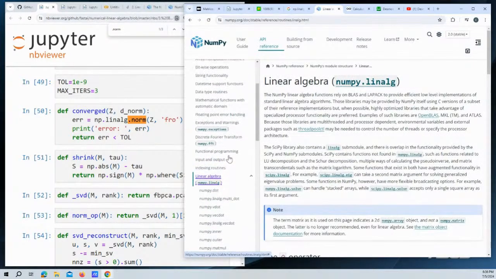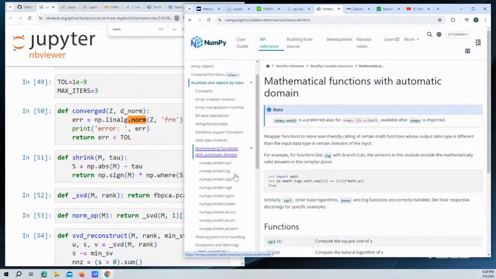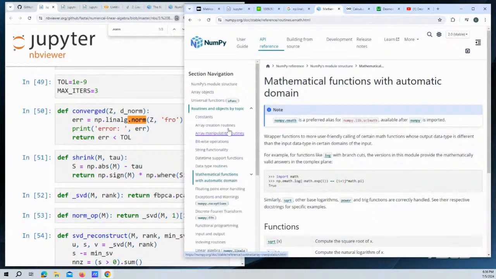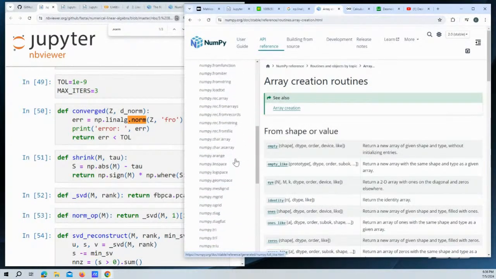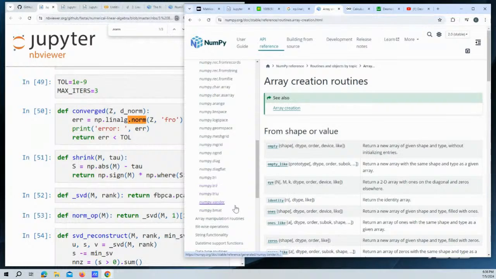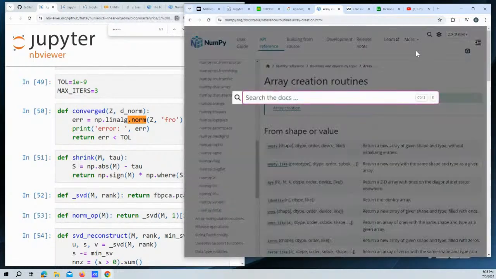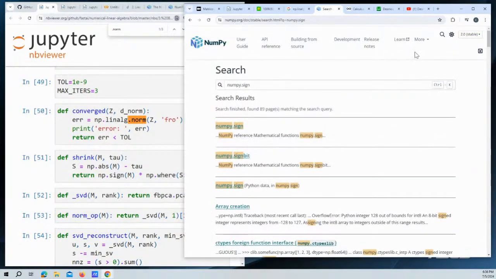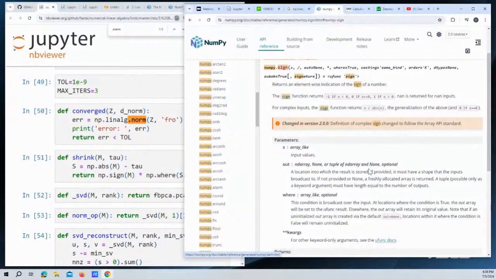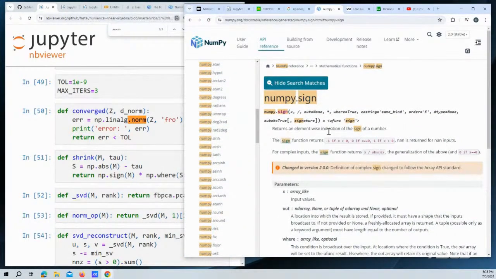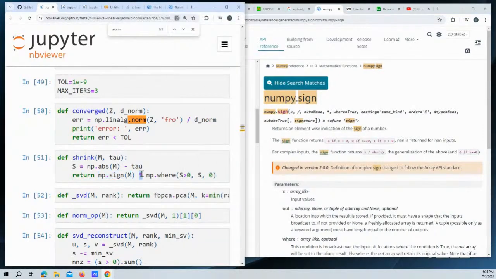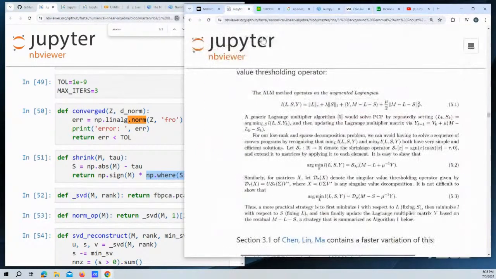Not a linear algebra function, not a math function. Maybe I should just Google. It returns an element-wise indication of the sign of a number. This returns the sign of the number times, as long as it's on the right interval. Got it. Okay. So we're looking at this again.